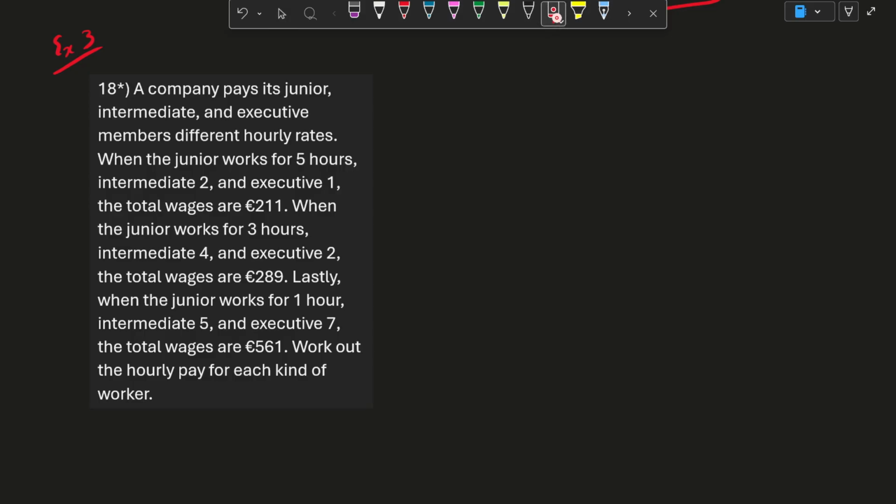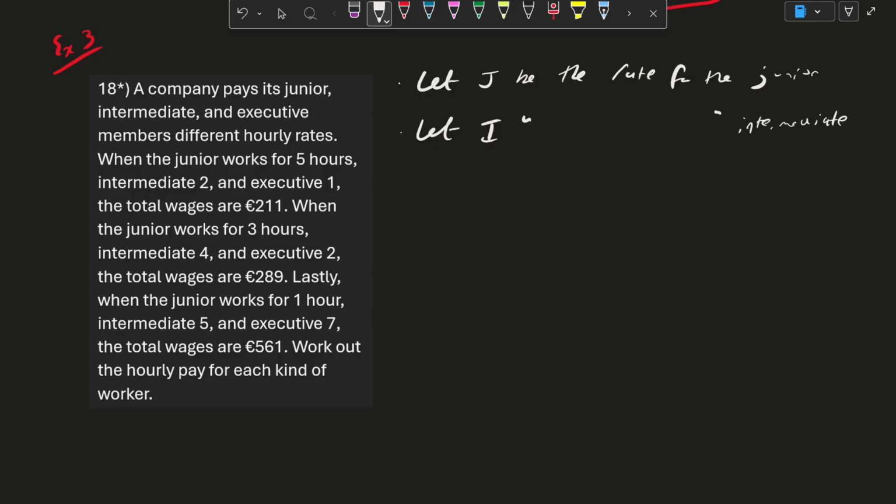A company pays its junior, intermediate, and executive members different hourly rates. And we're given a bunch of information here. So before that, I'm going to define my variables. I'm going to let J be the rate for the junior. I'm going to let I be the rate for the intermediate. And then I'm going to let E be the rate for the executive.